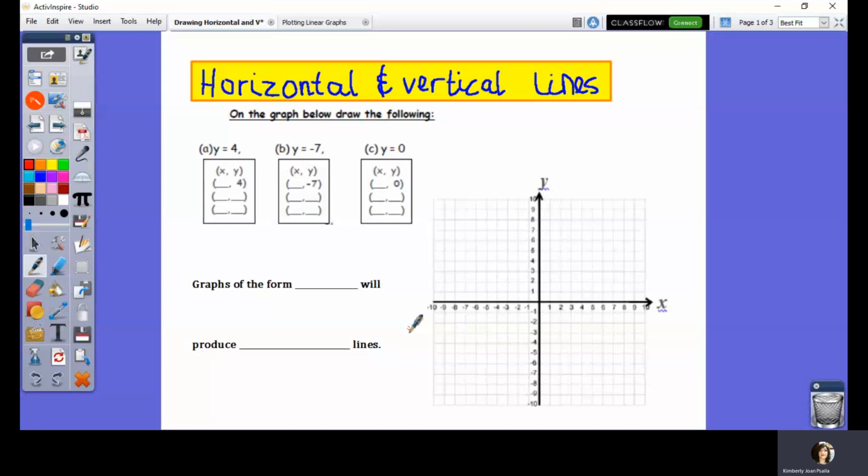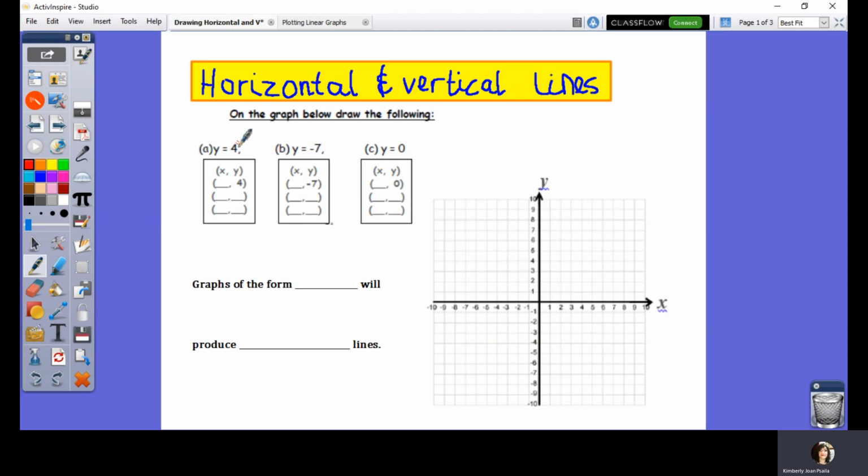Morning everyone. So in this video I'm going to show you how to plot and draw horizontal and vertical lines on a graph. Okay, so on the graph below, draw the following.